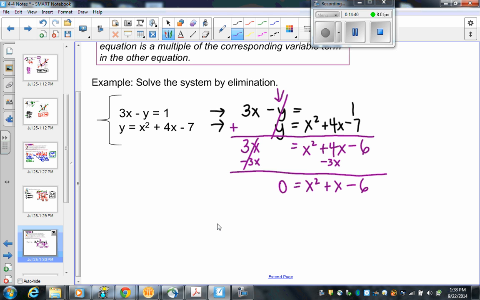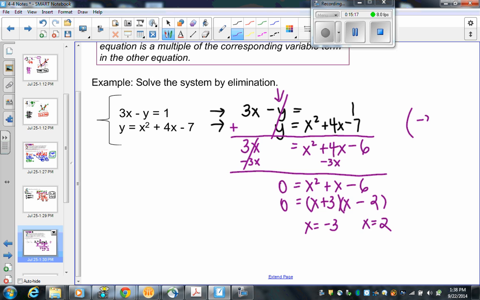So I check to see if this is factorable, which it should be, or you can solve by completing the square, or solve by the quadratic formula. Factoring is just a little bit faster. So our factors that multiply to give us -6 and add together to give us +1 would be +3 and -2. So solving for x, we get x equals -3 and x equals +2.